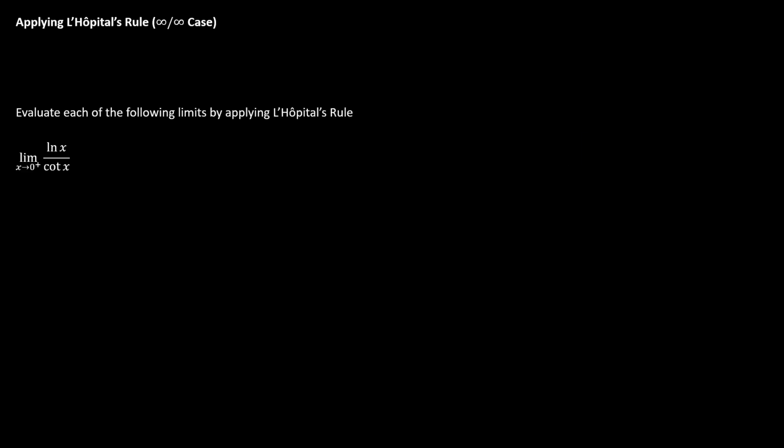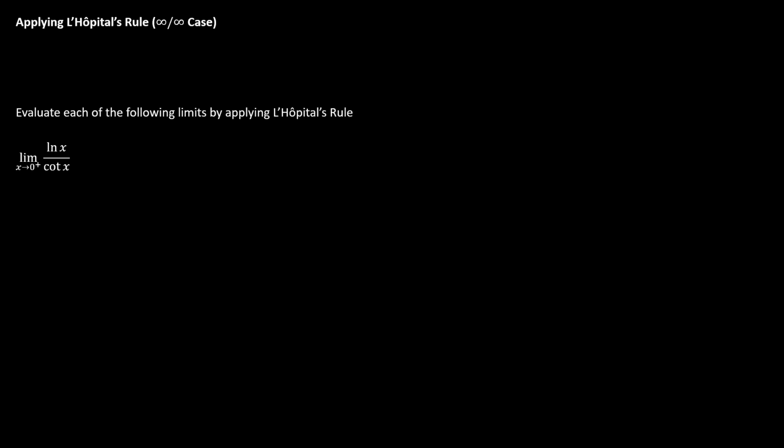We can also apply L'Hopital's rule in the infinity over infinity case. So just like indeterminate forms 0 over 0, we can have indeterminate forms infinity over infinity. So in this example, we're going to look at a limit which does have this indeterminate form. Notice that our limit has x approaching 0 from the right. The 0 with a superscript plus sign tells us that we're approaching 0 from the right, and that is just a property of the functions that we're looking at.